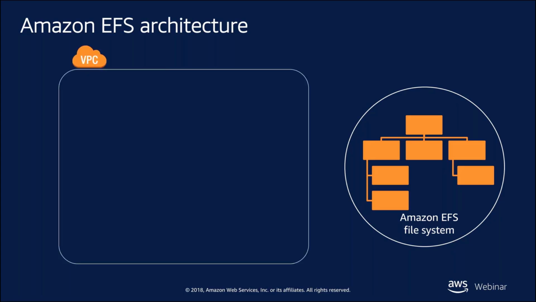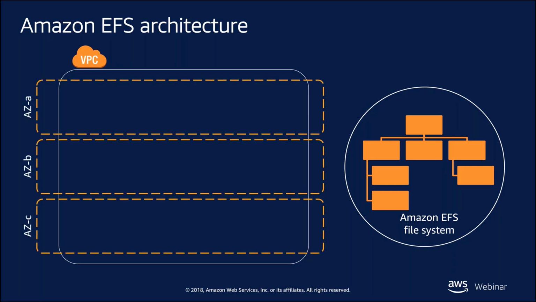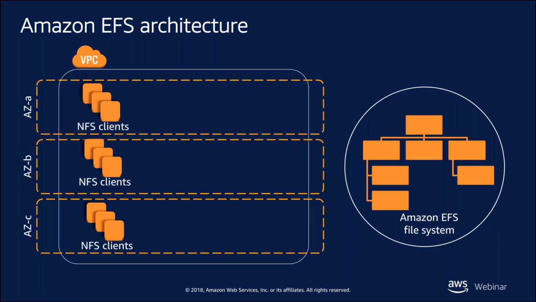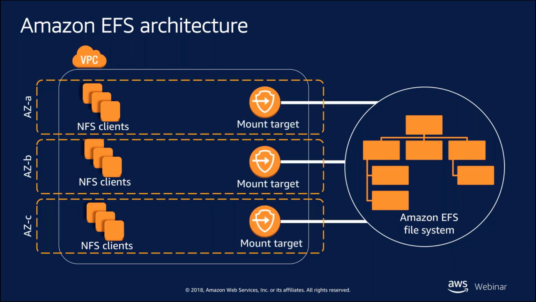So typically what we do is you create a VPC. Within that VPC, it's typically spread across multiple availability zones within that region. You have your NFS clients sitting in these availability zones. And then you create what we call mount targets. Mount targets are endpoints of an EFS file system. They show up in your VPC as an ENI, an elastic network interface. So these ENIs are like any other ENIs in your VPC, so you can control access to those using standard VPC security groups.